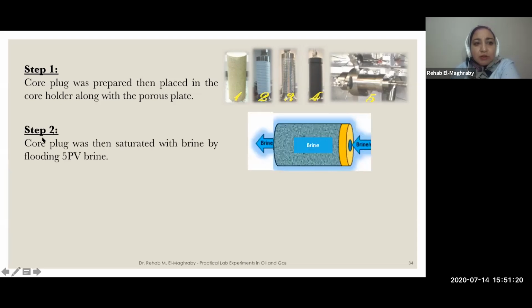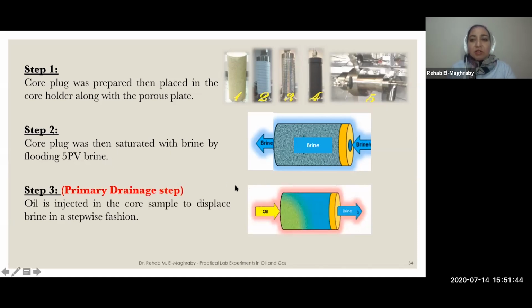The second step is to saturate everything with brine. You know, for capillary pressure, you are mimicking what is going on in your reservoir. First, your reservoir was saturated 100% with brine. So for your core plug, you have to saturate it with 5 pore volumes of brine. Then you will start the primary drainage step, where oil is injected, and the oil displaces the brine out of this porous plate.